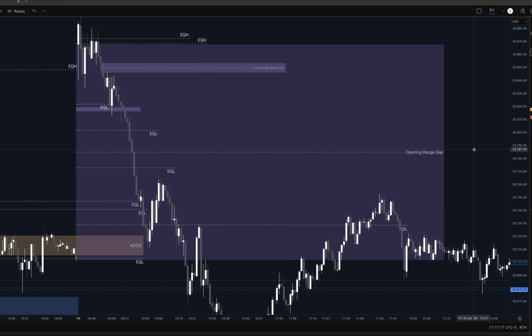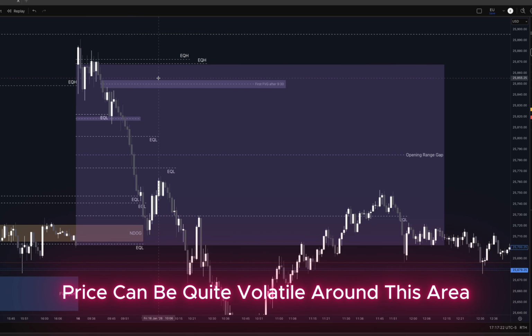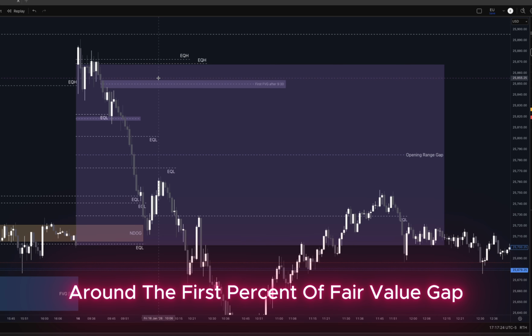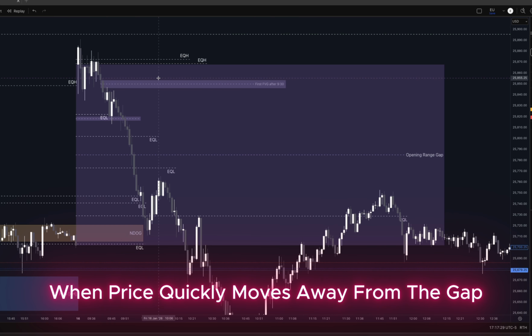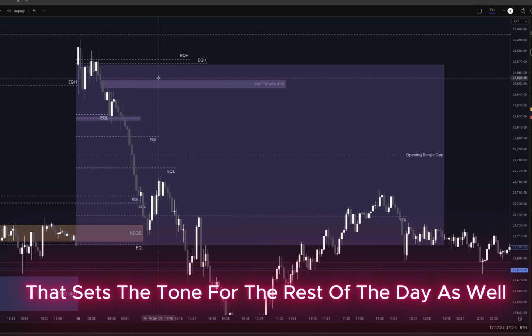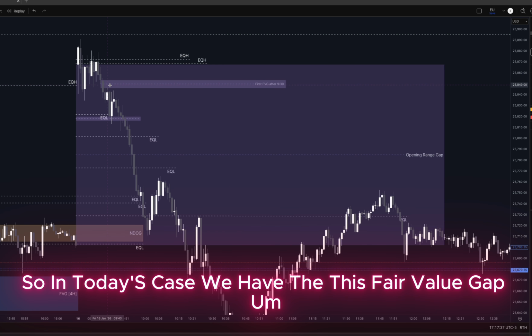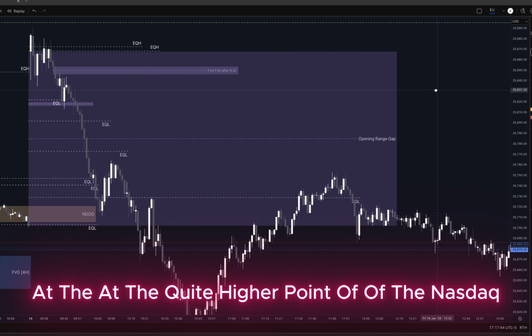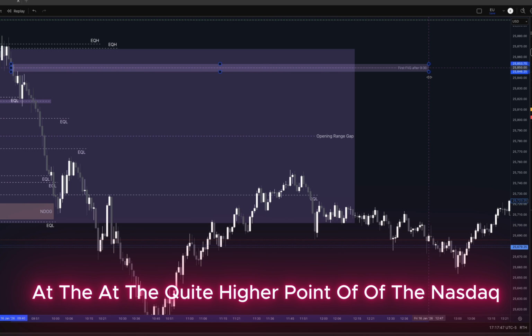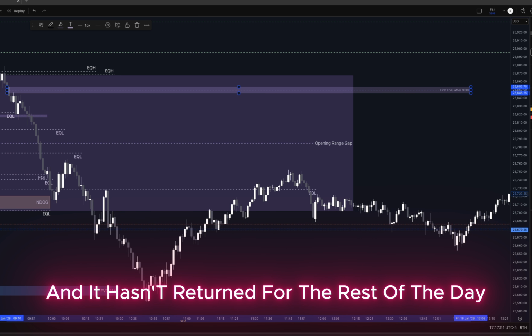With this method, what I realized is that price can be quite volatile around this area, around the first presented fair value gap. And what happens is that when price quickly moves away from the gap, that sets the tone for the rest of the day as well. So in today's case, we have this fair value gap at the quite higher point of the Nasdaq, and price dropped from there, and it hasn't returned for the rest of the day.